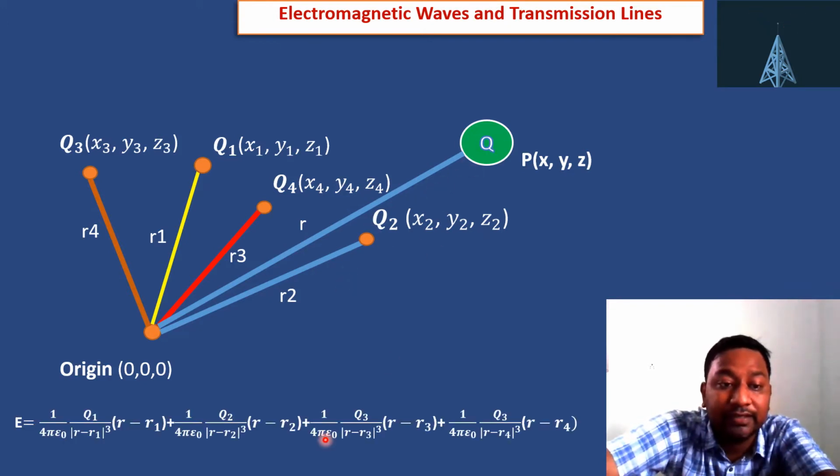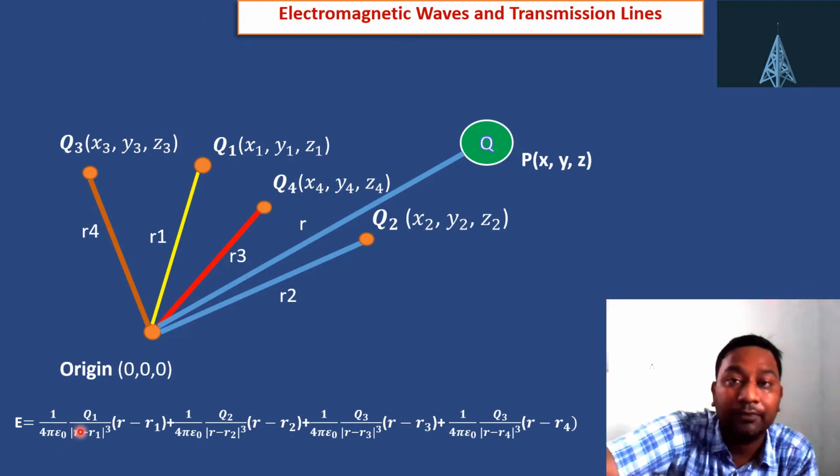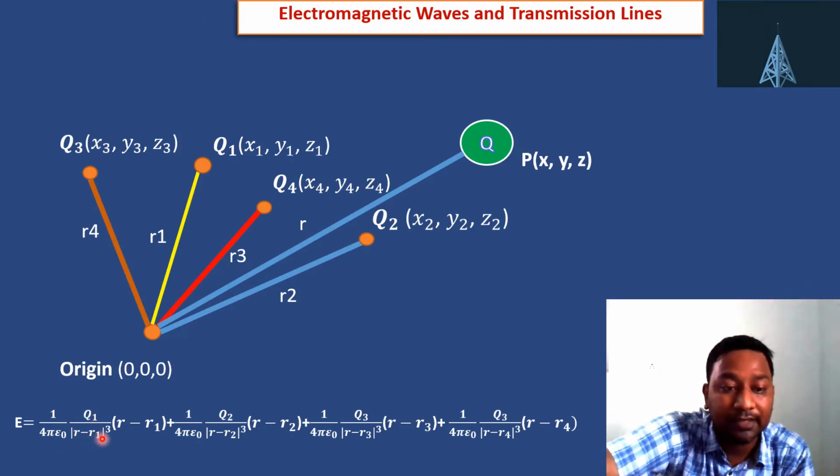So the electric field intensity will become 1 by 4 pi epsilon naught Q1 divided by |R minus R1| whole cube into (R minus R1), plus 1 by 4 pi epsilon naught Q2 divided by |R minus R2| whole cube into (R minus R2), plus 1 by 4 pi epsilon naught Q3 divided by |R minus R3| whole cube into (R minus R3), plus 1 by 4 pi epsilon naught Q4 divided by |R minus R4| whole cube into (R minus R4). Okay, so this is Q4 actually.